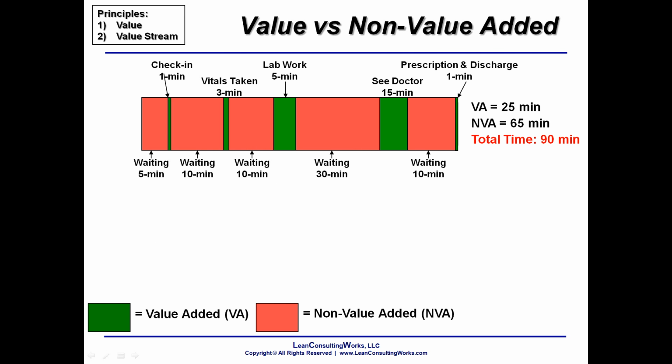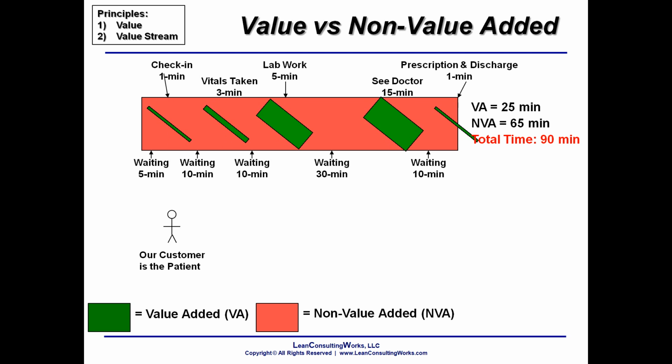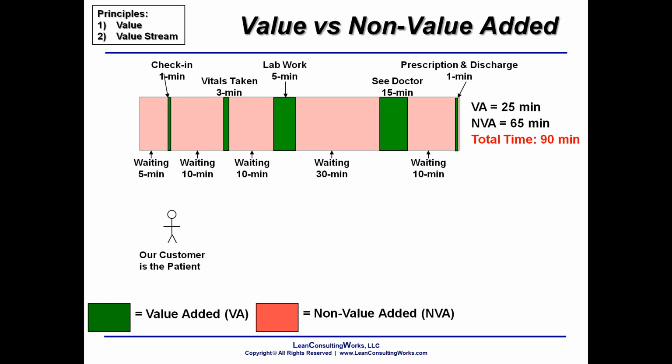Let's start by looking at the first principle, value. The customer determines value, so first you have to identify who the customer is. In this case, it would be the patient. The patient in our example has identified 5 steps that they consider value added. The value added steps are the ones you see in green. All of the other steps add no value for the patient and are considered waste. For our example today, the only type of waste we'll look at is waiting.